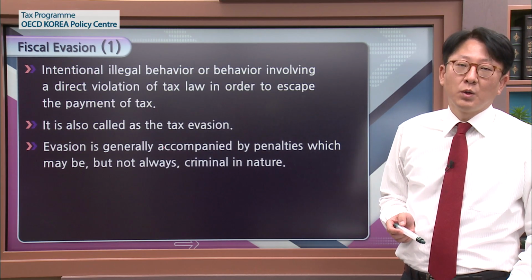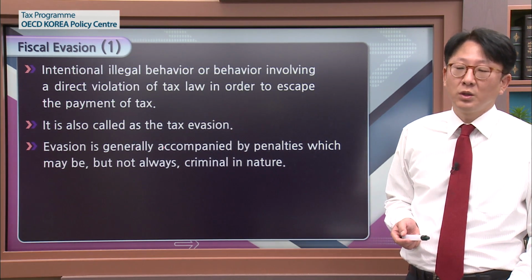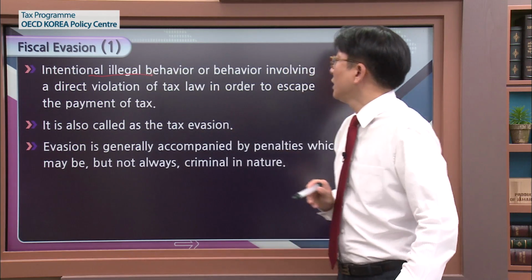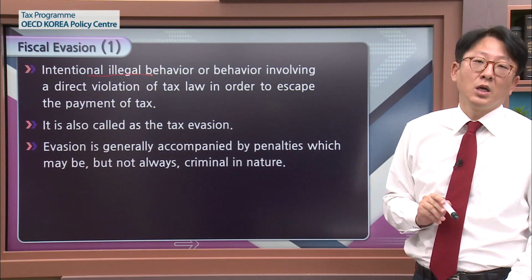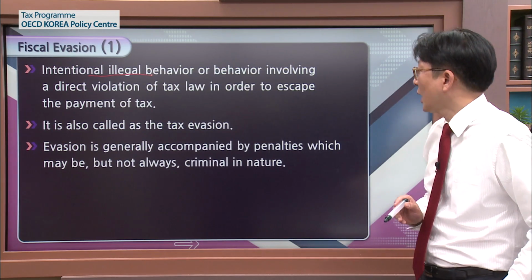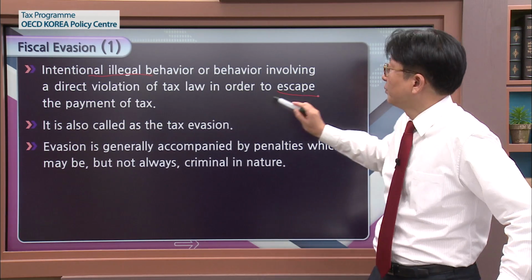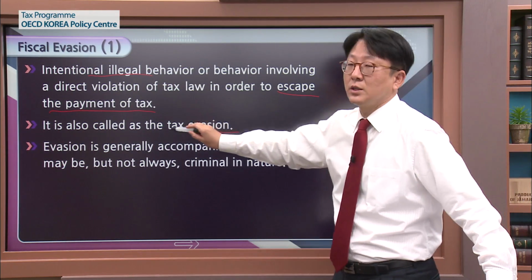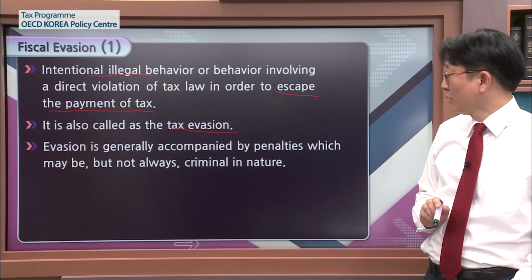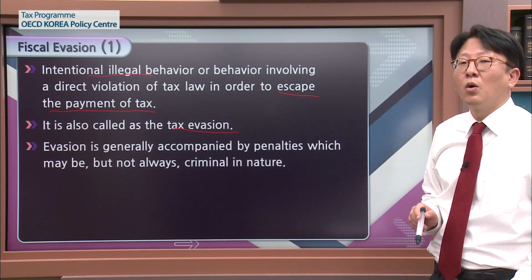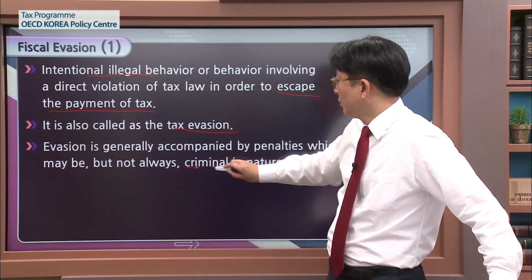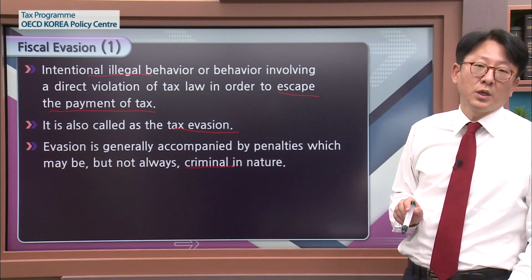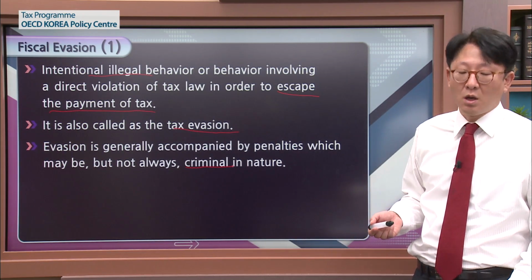The second objective of tax treaty is prevention of fiscal evasion. What is fiscal evasion? Fiscal evasion is intentional illegal behavior or behavior involving a direct violation of tax law in order to escape the payment of tax. It is also called tax evasion. Tax evasion is generally accompanied by financial penalty, and not always, but usually it is accompanied by criminal charges in nature because it is the violation of tax law.